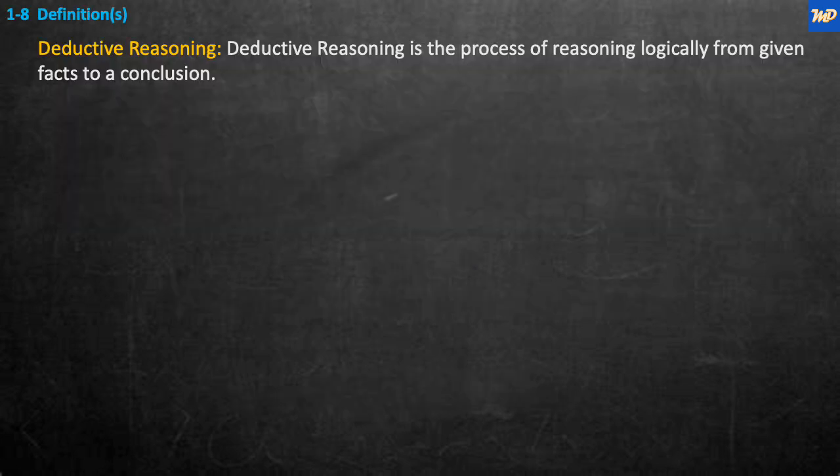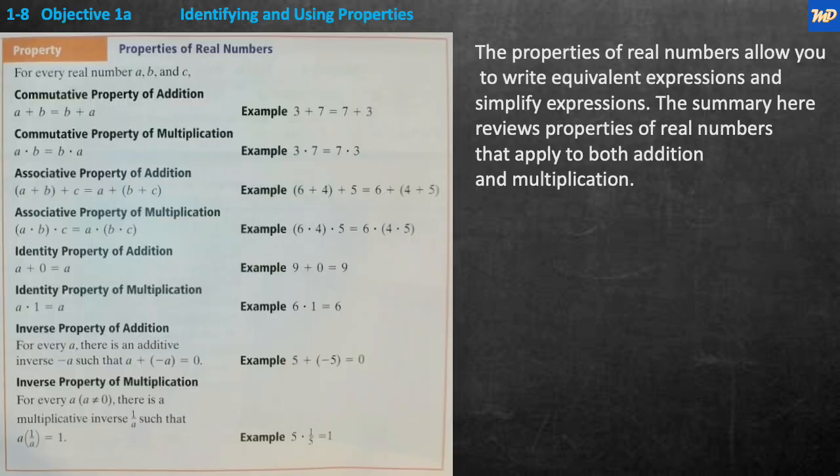So to get started here, let's look at a definition, the definition of deductive reasoning. Deductive reasoning is the process of reasoning logically from given facts to a conclusion. We'll talk about this more in the video.